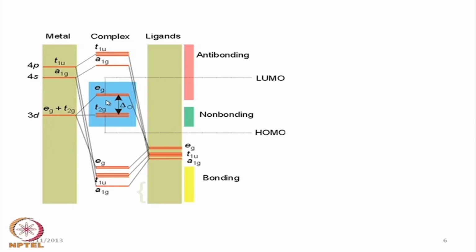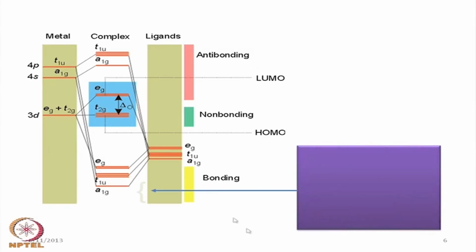We will have bigger splitting. If we have the metal ion in the +3 or +4 oxidation state, we will have bigger interaction, but in most of the cases we will find that how the EG level from the ligand side is stabilizing the bonding EG level will tell us the corresponding gap between the T2G level and the EG level.